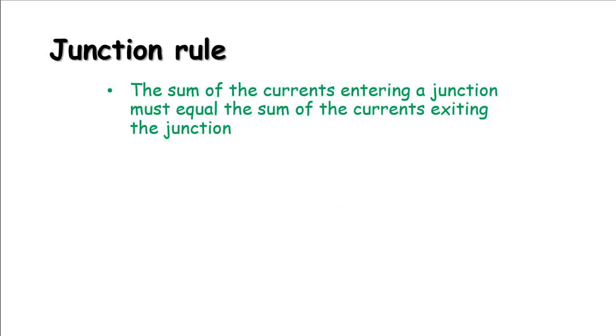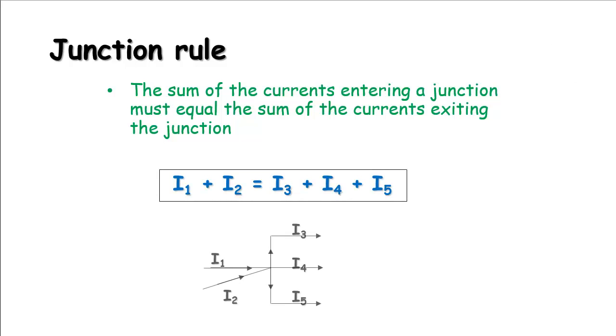And that just brings us to one other thing that I want to touch on, and that's the junction rule. Basically what that says is the sum of the currents entering a junction must be the same as that which exits. So in this example, we can represent it this way. You've got I1 and I2 coming in, I3, I4, I5 going out. So those three there must add to the total of those two there. Pretty much whatever goes in has to come out.